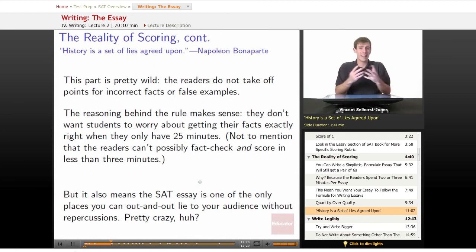You can out and out lie to your audience if you feel like it. If you feel like making up some wild fact, you can do it. And in theory, you're not going to lose any points. So you can actually go ahead and lie to your audience. We'll talk about this a considerable amount down the road, about whether or not it's actually worth it to lie or if you should be using true examples. For the most part, you're going to want to stick to true stuff, but once in a while, you might be better off lying. Crazy.